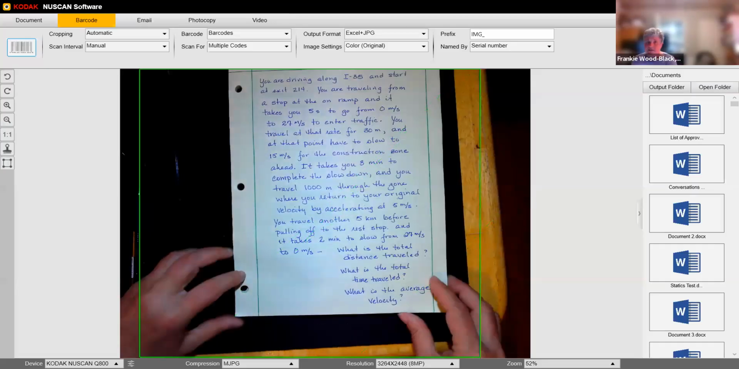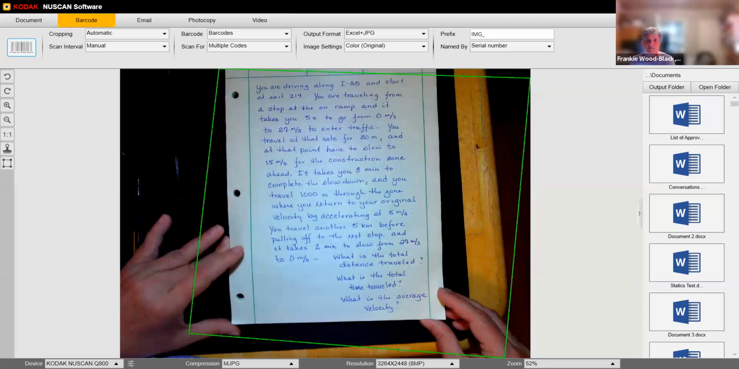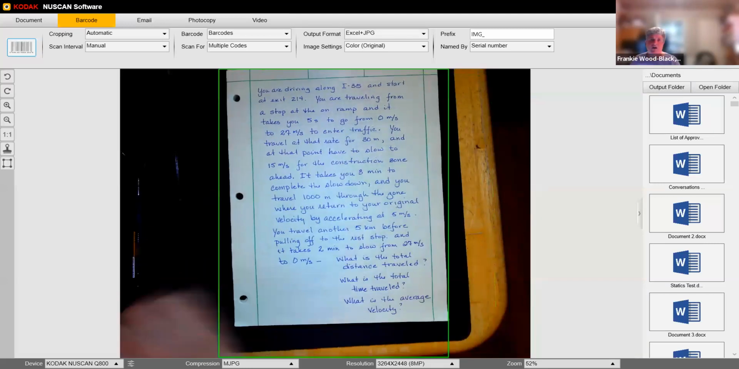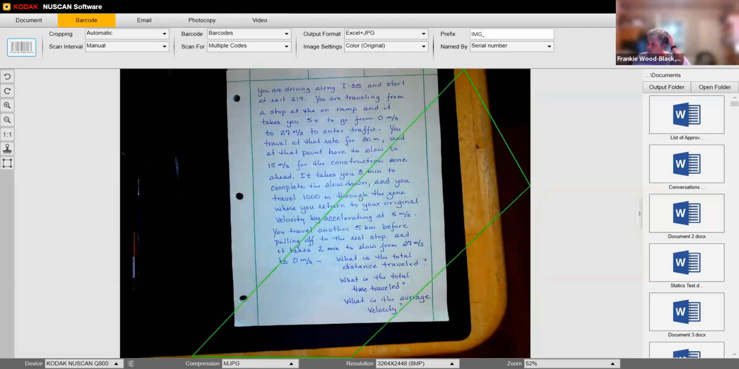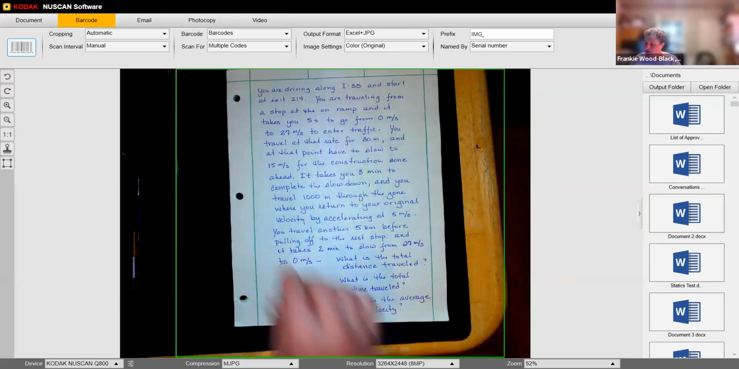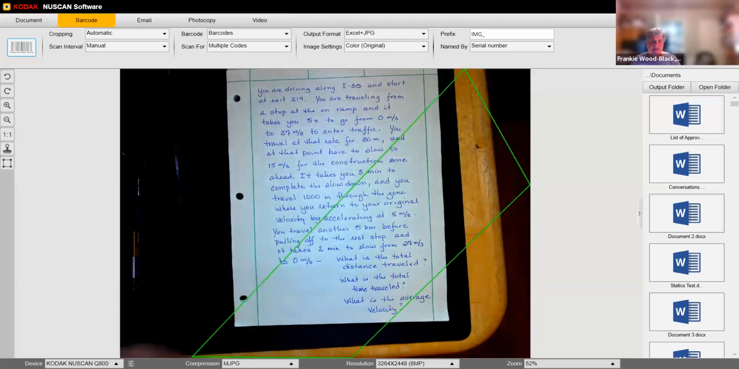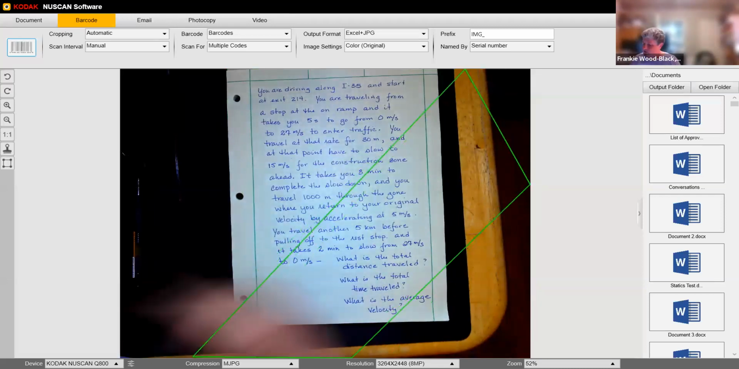Okay, so this is a gory word problem. And like I said, I think you have a homework problem that's like this. So we're going to start on I-35. I've got things in meters per second. We're going to start at exit 214. That's extraneous information. We don't necessarily have to know that.